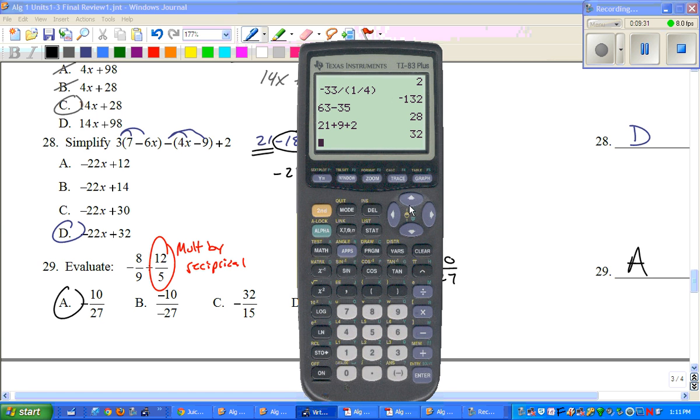Okay? Now, if you're plugging that into your calculator the first time, you have to be really careful, okay? Especially if you've got my calculator. Okay, so negative 8 over 9 divided by 12 over 5. You're going to be like, whoa, look at that. You get the same thing, okay?